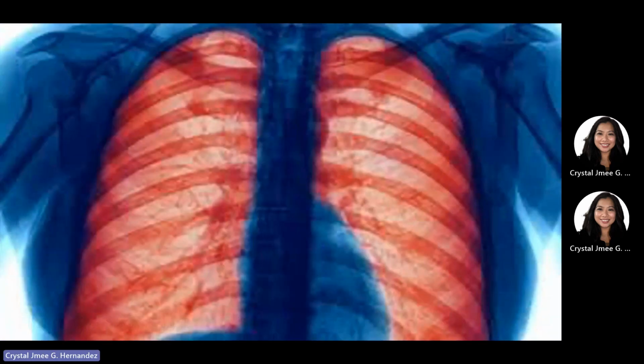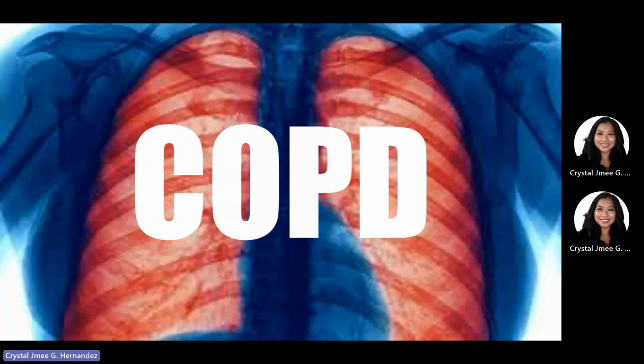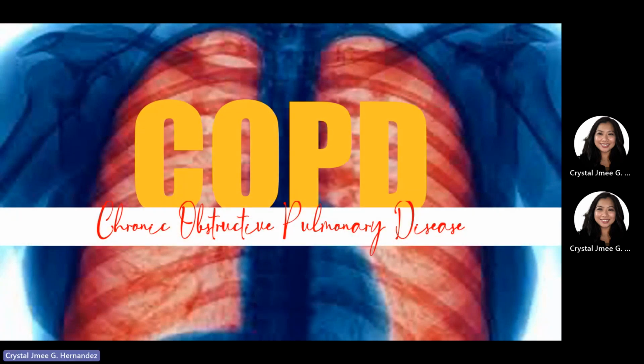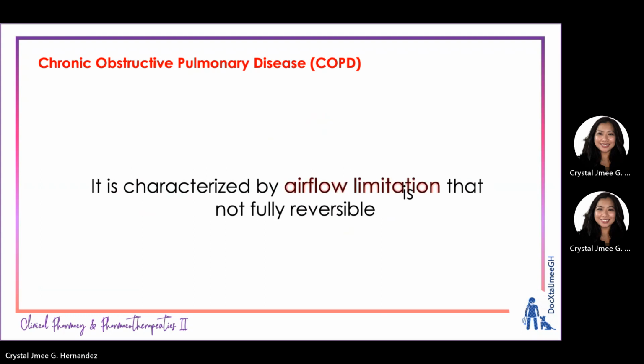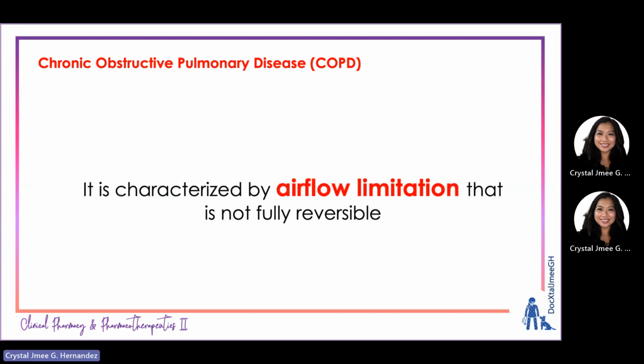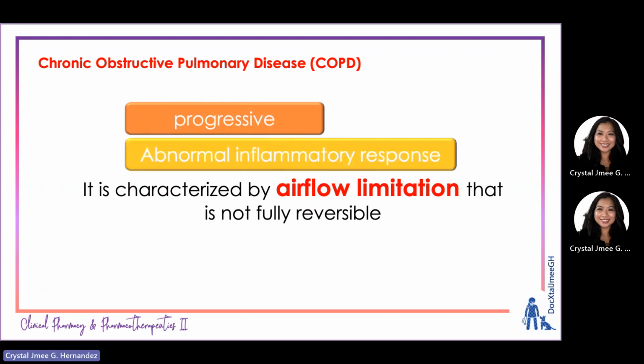So let's begin with the discussion of COPD or chronic obstructive pulmonary disease. Let's first define COPD. So basically, COPD is characterized by airflow limitation that is not fully reversible. When we talk about airflow limitation in COPD, this is described as progressive and associated with an abnormal inflammatory response.